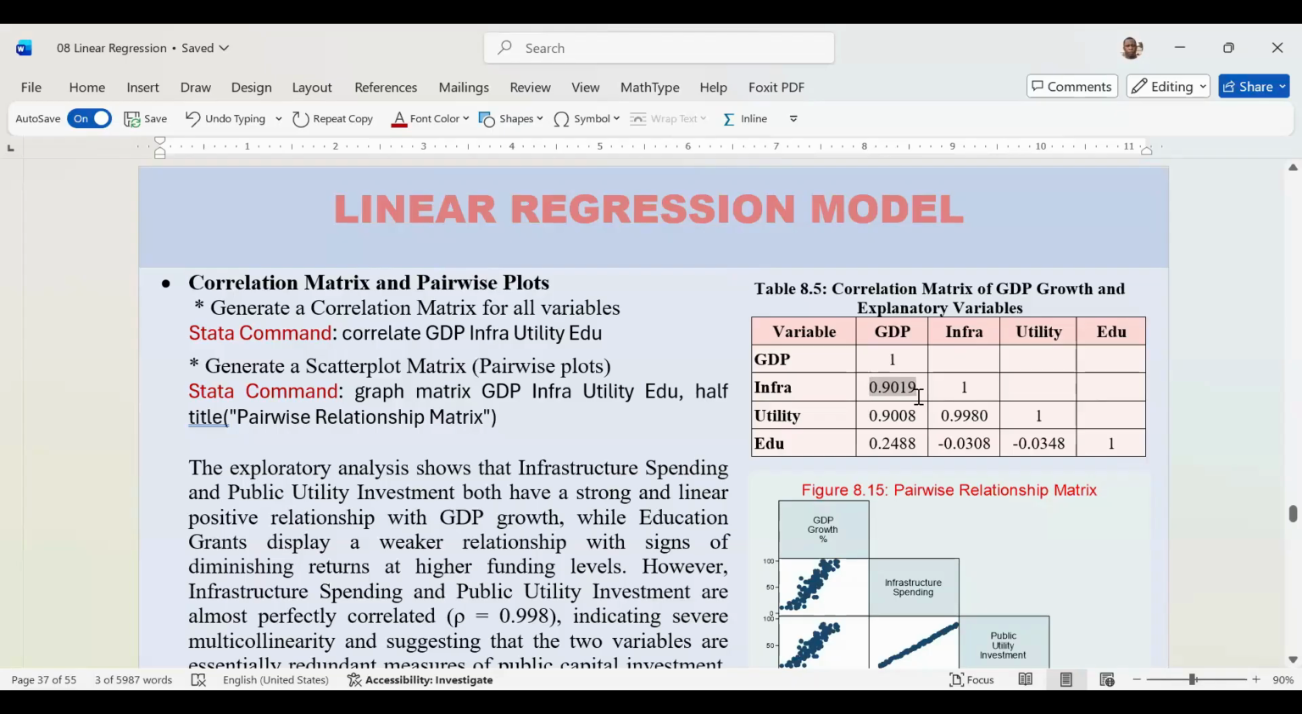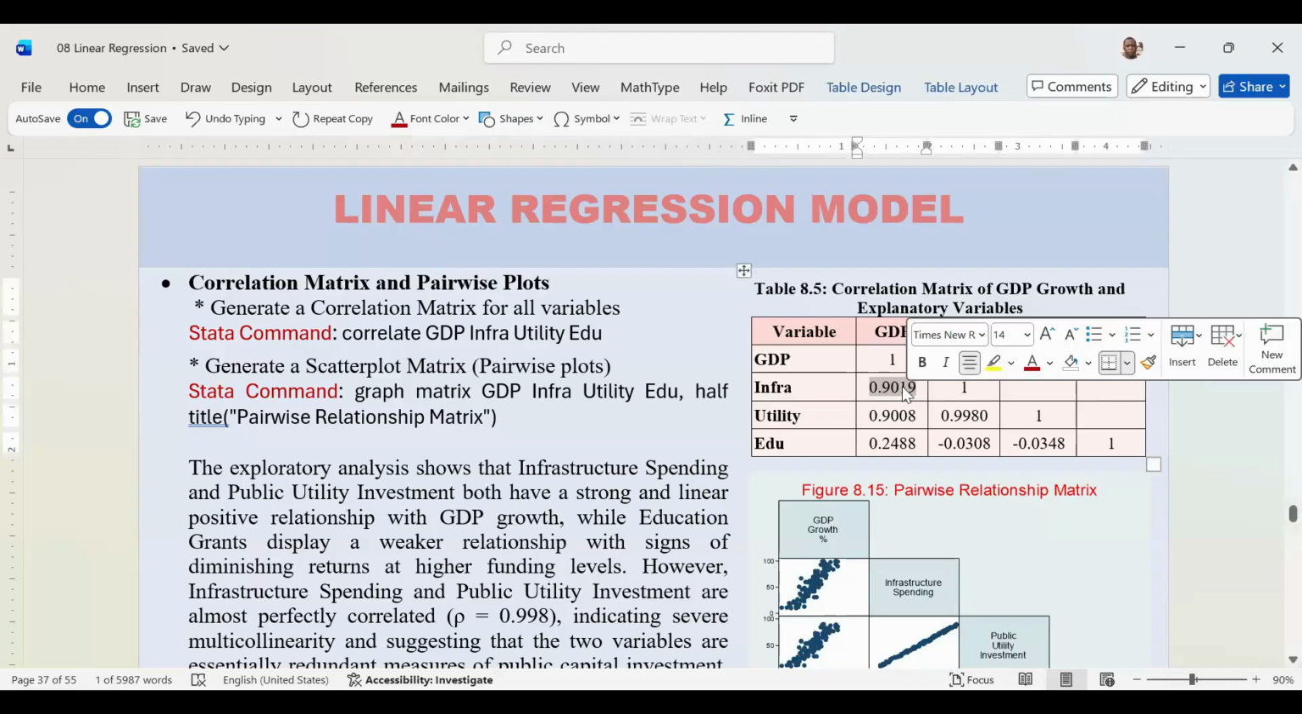Please, are you listening to me? Prof, we are listening. Yes. Great. The independent variable, when it's highly correlated with the dependent variable, that is okay. That one is not a problem. But an independent variable cannot be highly correlated with another independent variable.